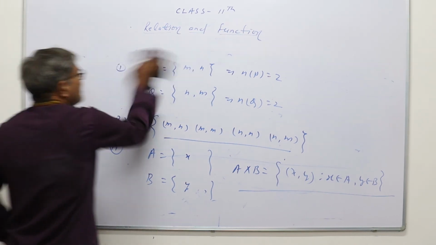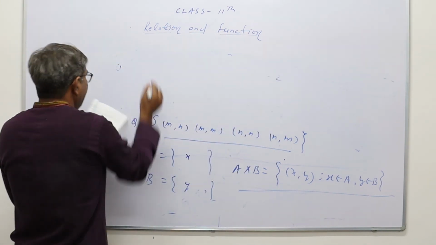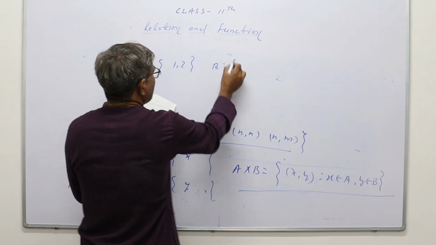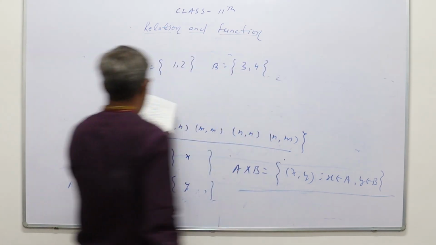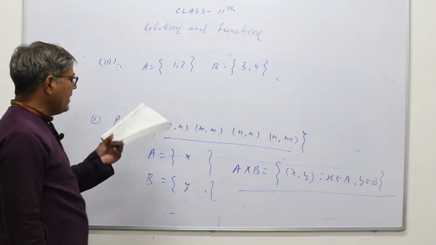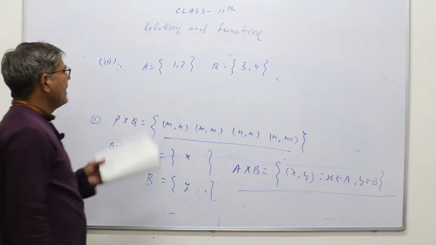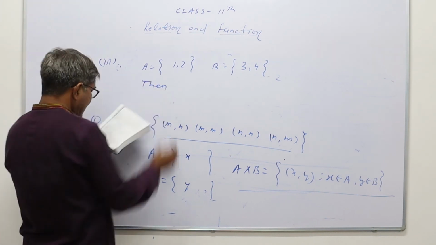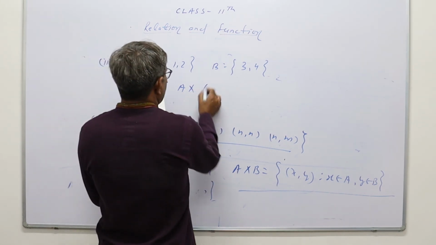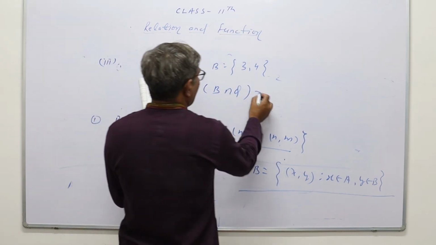Then the third statement, question number 3. This is the third part of question number 4. Set A is equal to {1, 2} and set B is equal to {3, 4}. Then what do we have to find? The Cartesian product of set A with the intersection of set B with phi, which is equal to phi.